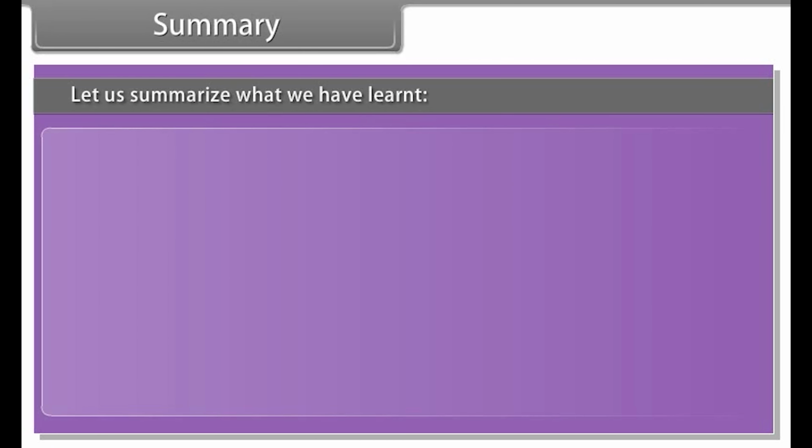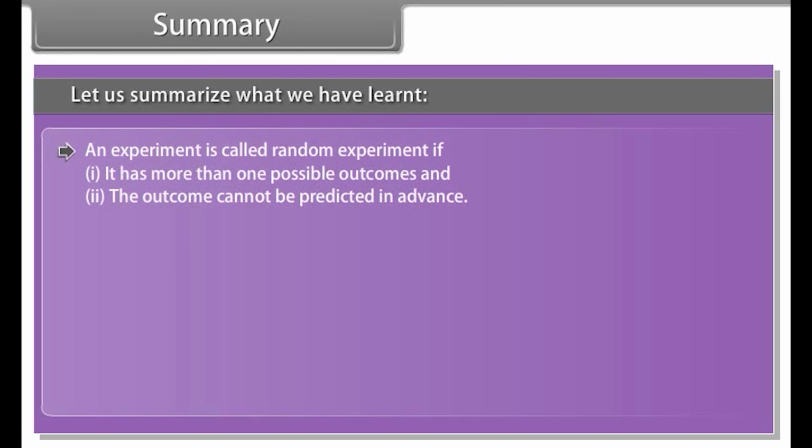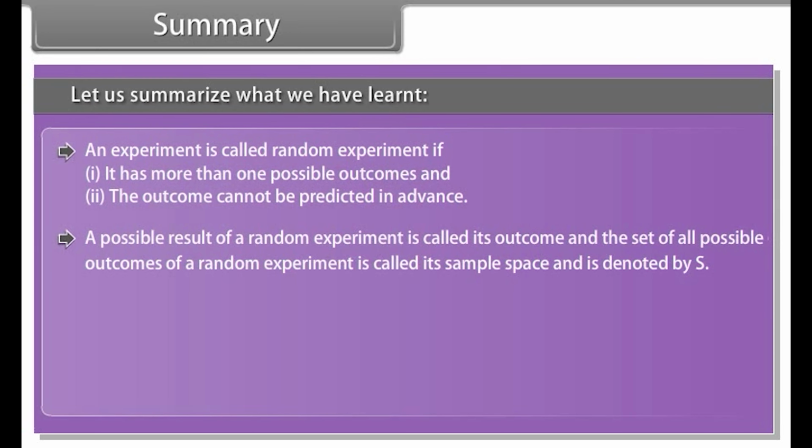Summary. Let us summarize what we have learned. An experiment is called a random experiment if 1. it has more than one possible outcome, and 2. the outcome cannot be predicted in advance. A possible result of a random experiment is called its outcome, and the set of all possible outcomes of a random experiment is called its sample space and is denoted by S.